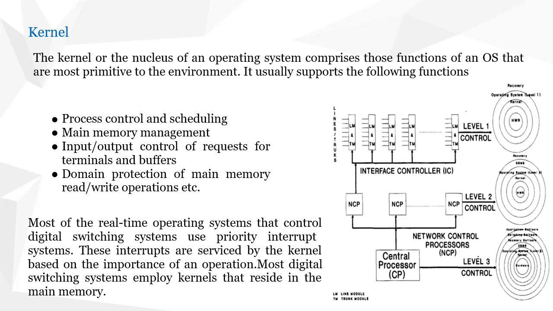Now from the digital switching system perspective, what kind of operations are performed by the kernel? Most of the real-time operating systems that control digital switching systems use priority interrupt systems. So what do you think will be the highest priority that should be given by the kernel for a digital switching system? Yes, you are right. The highest priority should be given to system maintenance. Then the priority should be given to call processing and other ancillary functions. That is how the priority has to be assigned. These interrupts are serviced by the kernel based on the importance of the operation, and that is what we were discussing. Most digital switching systems employ kernels that reside in the main memory.